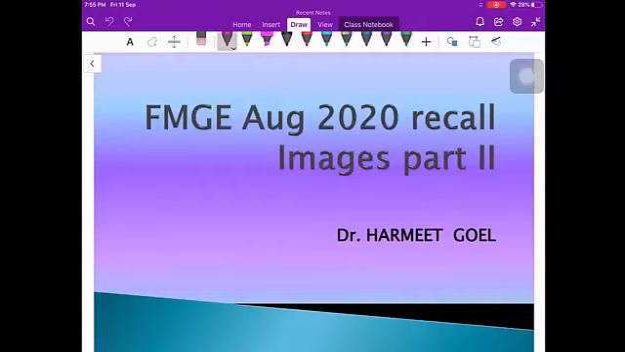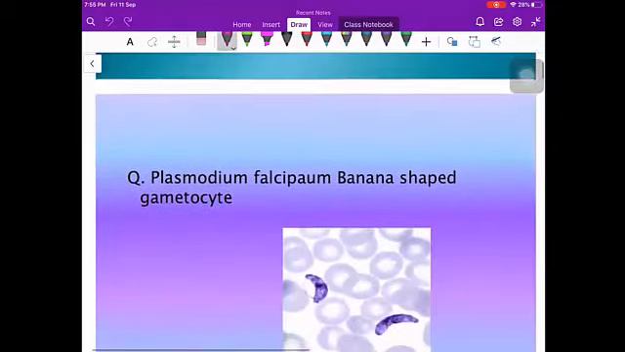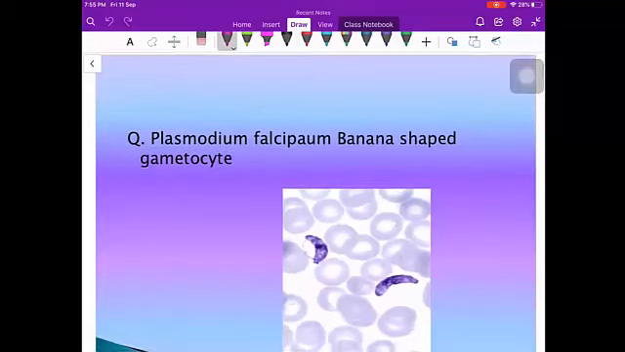Now I am discussing the FMG August 2020 recall images part 2. Part 1 I have already released, as the students were demanding, ma'am please release part 2 also. So on request I am releasing. Whatever questions I have got from the students, I am just compiling that and discussing. For the detailed explanation, please refer to the subject specialist.